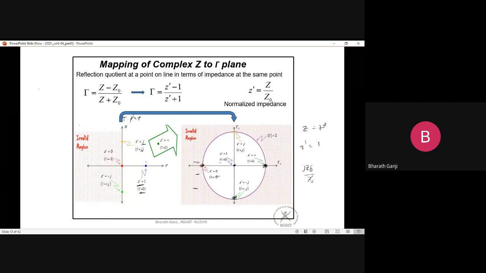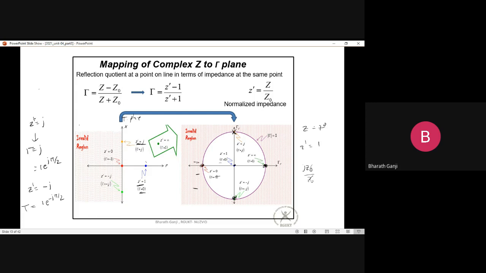So if I take the load where the normalized impedance z dash is equal to j, I know that the corresponding reflection coefficient is also j. So j is nothing but 1 e power j pi by 2. You can see that on the unity circle, if I make an angle of pi by 2, this is the load. The other normalized load is z dash is equal to minus j, and this can be written as 1 e power minus j pi by 2. So the reflection coefficient is also minus j in that case. You can see this point is beneath, like this.